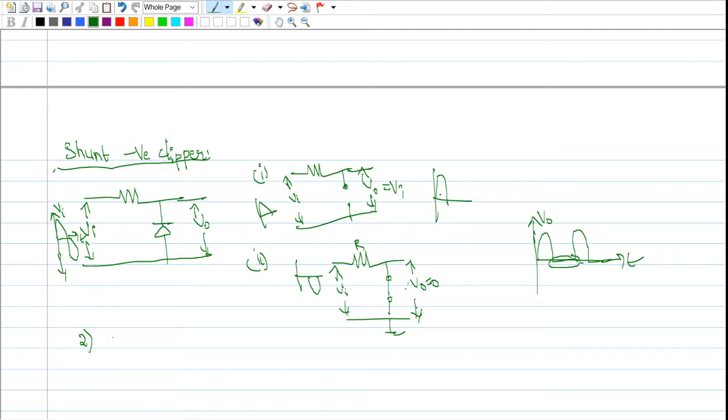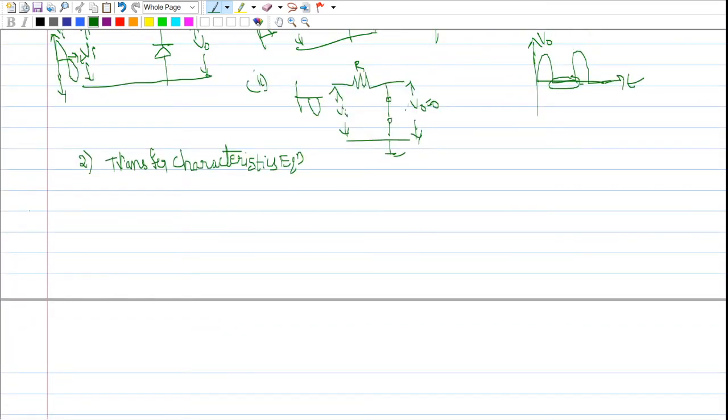The second stage of analysis is to write down the transfer characteristic equation. The first equation is V naught is equal to Vi, when Vi is greater than 0 volts. So the diode does not conduct here. V naught by Vi is equal to 1, so the slope is 1.